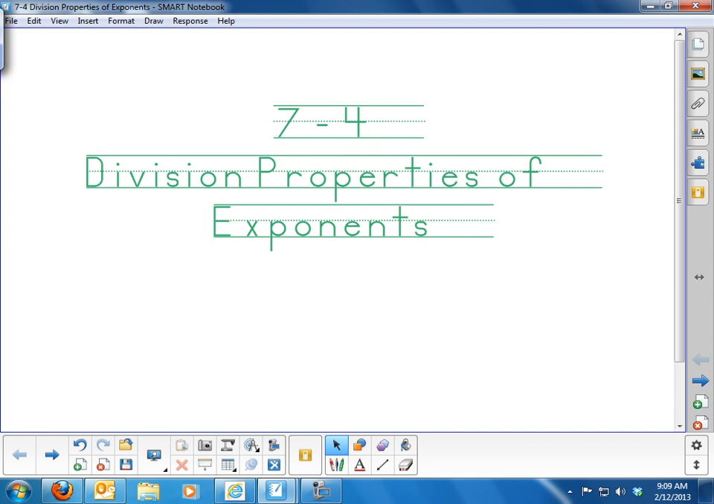So what we've learned so far, let's review. We've done 7-1, which was integer exponents. 7-2, we went over scientific notation briefly. 7-3 was all of our multiplication properties of exponents, and now we're doing 7-4 division properties.